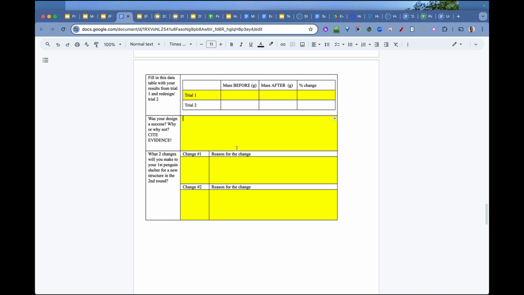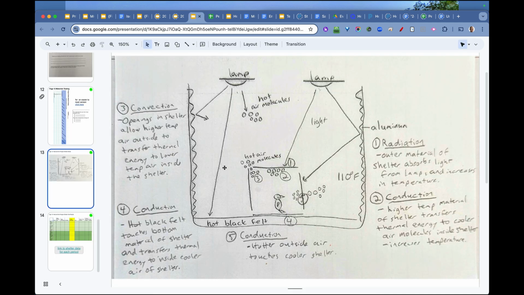And then, what 2 changes will we make to your first penguin shelter for a new structure in the second round? So then students had to look at the 5 methods of heat transfer that most affected their shelter and their penguin. So they thought radiation was the most responsible for their ice cube penguin melting. They designed a change to counteract that radiation. They thought it was convection, where hot outside air molecules would interact with the inner cooler air molecules inside. Then they had to come up with a change that counteracted that method of heat transfer.